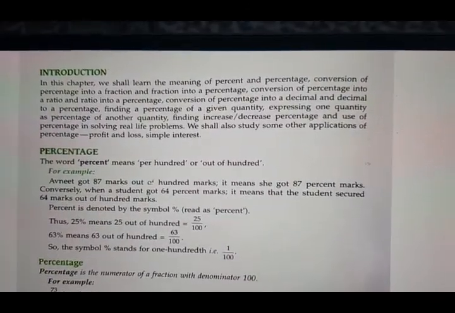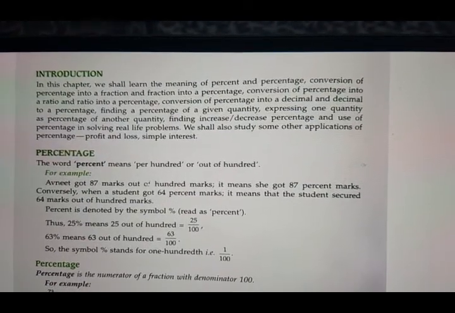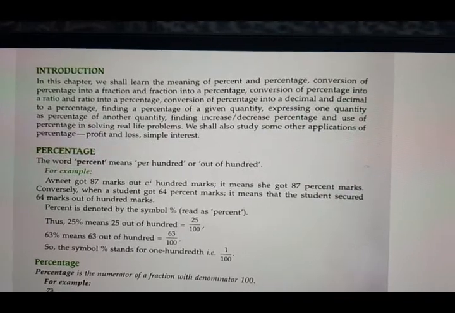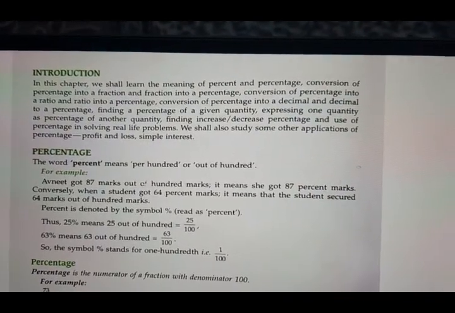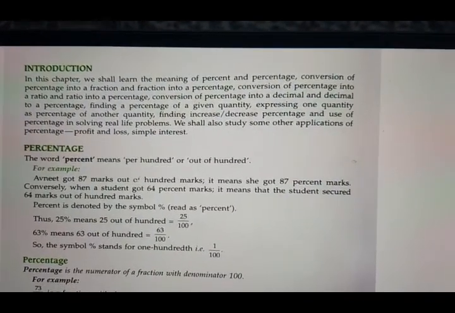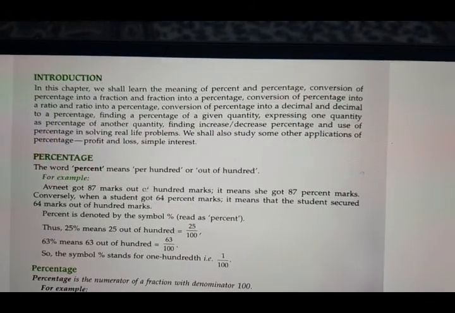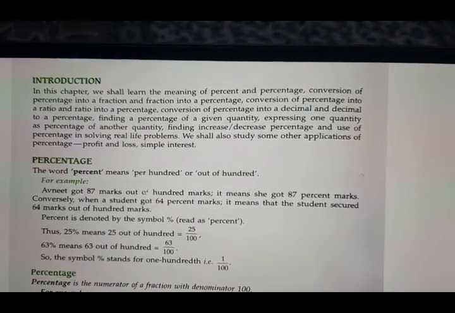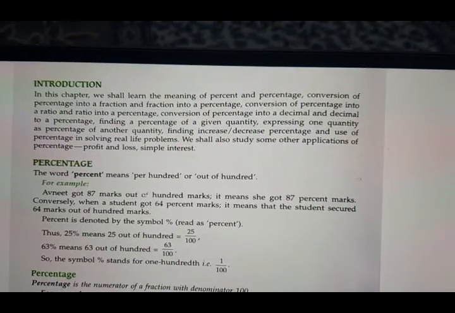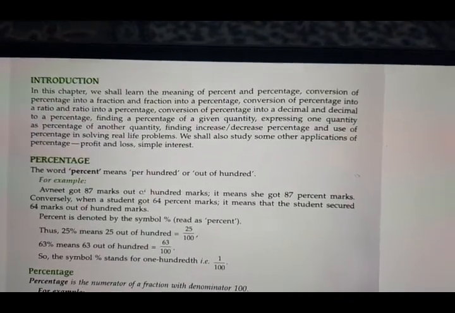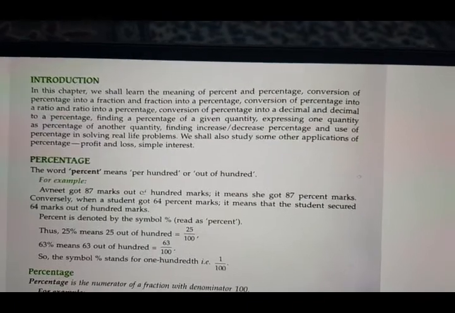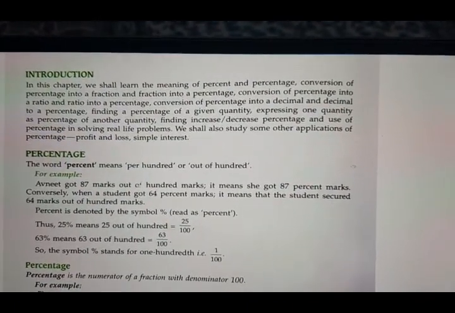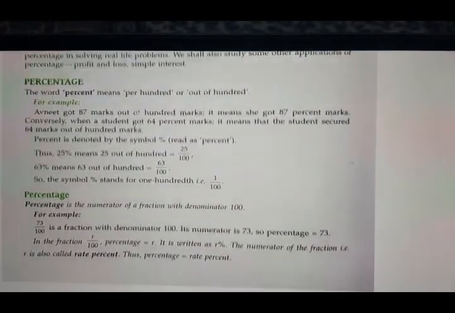The word percent means per 100 or out of 100. For example, if a person secured 25%, that means 25 out of 100. 63% means 63 out of 100. If a student, for example Avneet, has got 87 marks out of 100 marks, then Avneet's percentage is 87%. So it is out of 100 or per 100.